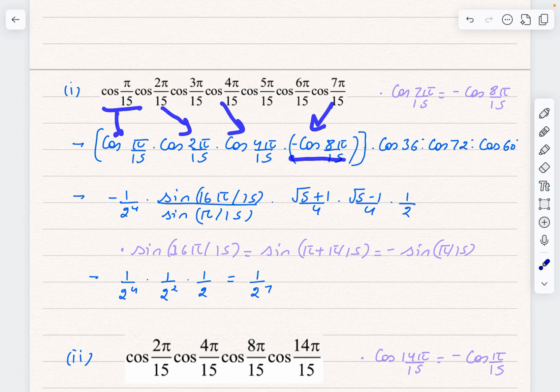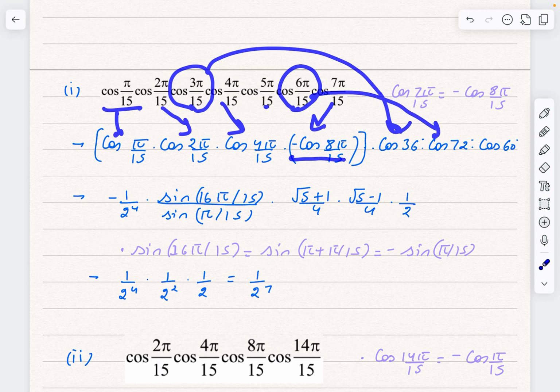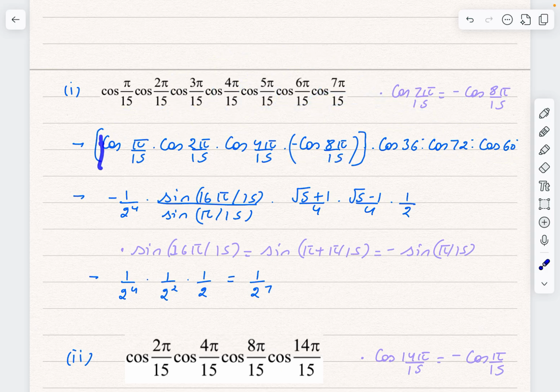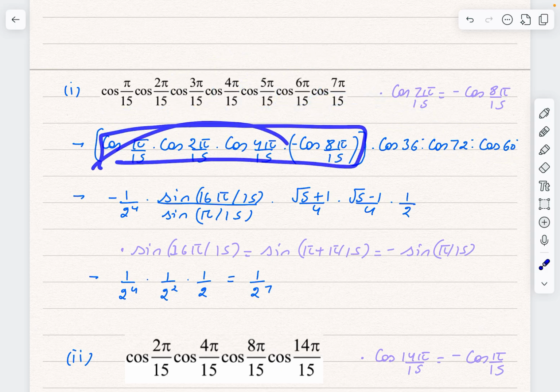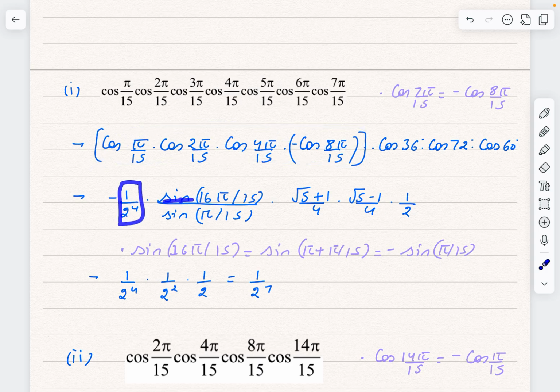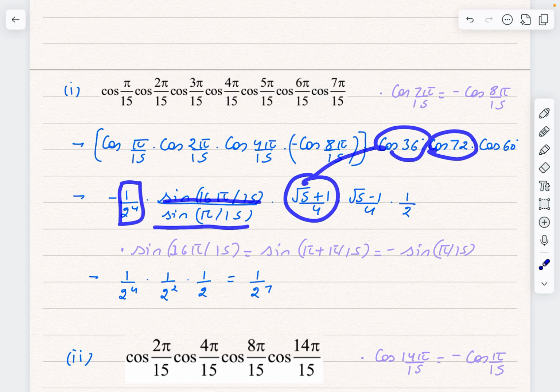What about the remaining? The 3 pi by 15 will become cos 36 degree. 6 pi by 15 will become 72 degree. And 5 pi by 15 will become 60 degree. For this we can use the formula. Minus will be outside. You get 1 by 2 power 4 sine 16 pi by 15 by sine pi by 15. Cos 36 is root 5 plus 1 over 4. Cos 72 is same as sine 18, root 5 minus 1 over 4. Cos 60 is 1 by 2.